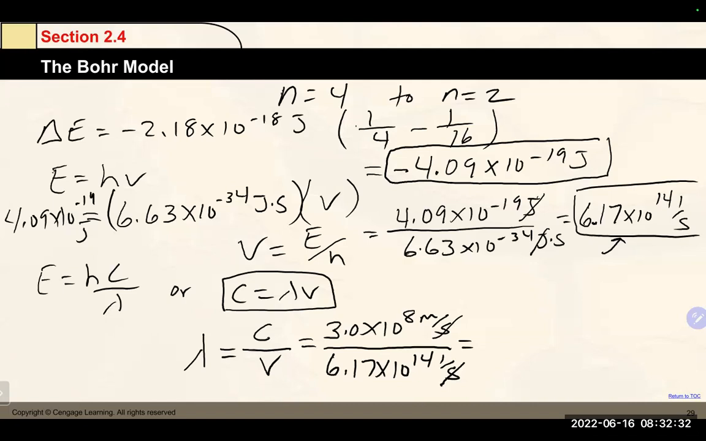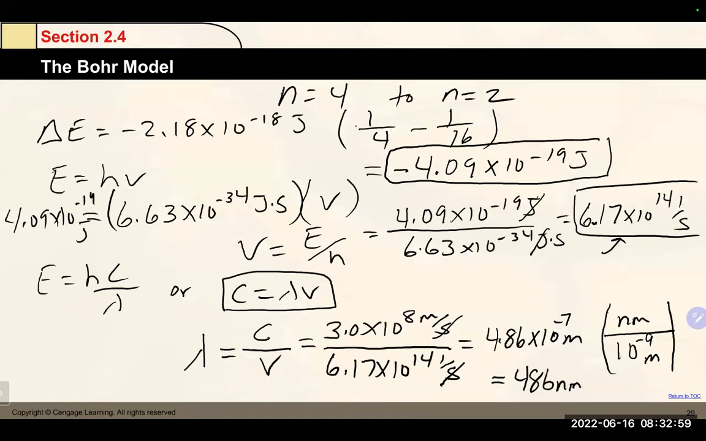So 3 times 10 to the 8 divided by 6.17 times 10 to the 14 gets us 4.86 times 10 to the minus 7 meters, which once again, we could use our conversion to go to nanometers, where 10 to the minus 9 meters is a nanometer. And that will get us 486 nanometers as our wavelength in this case.